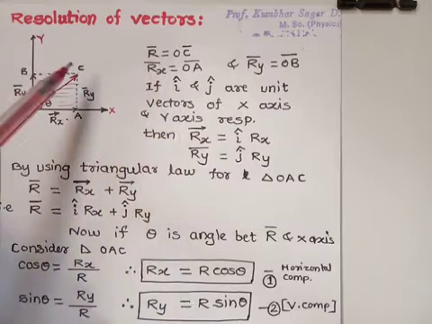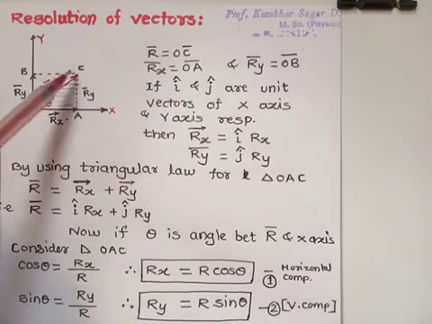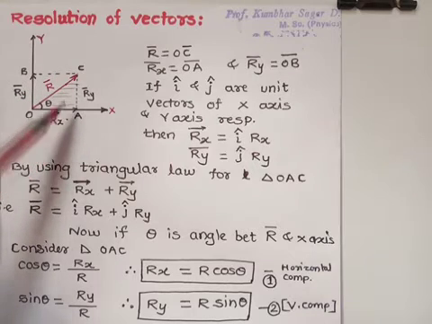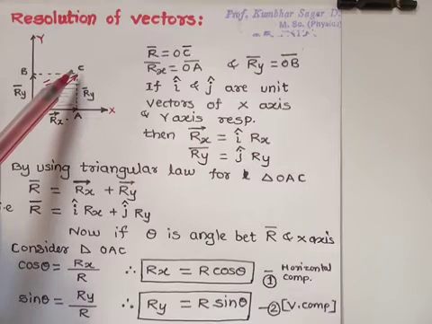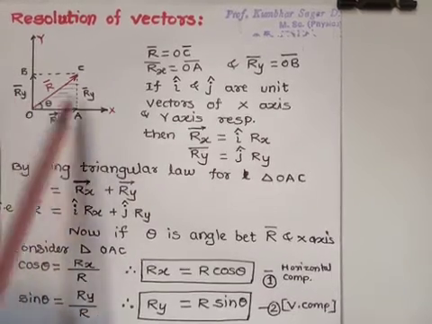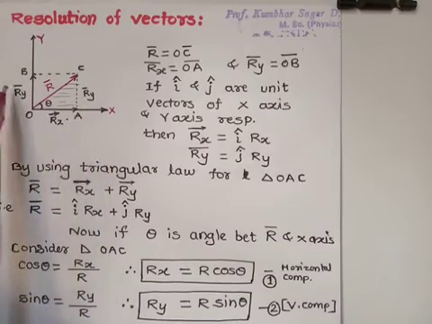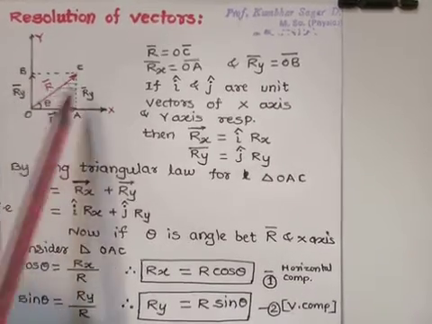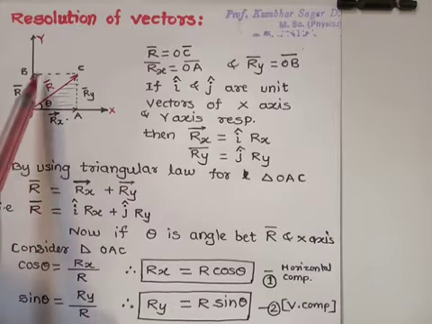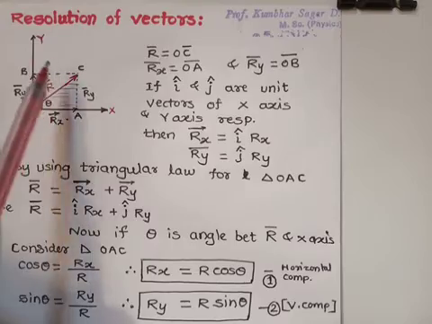Here we do some construction. Initially, draw the perpendicular from the point C to point A. Similarly, draw the perpendicular from the point C to point B. We get one rectangle. We know that the opposite sides of a rectangle are always equal. This is Ry bar, then this is also Ry bar, and Rx bar is also equal to Rx bar.